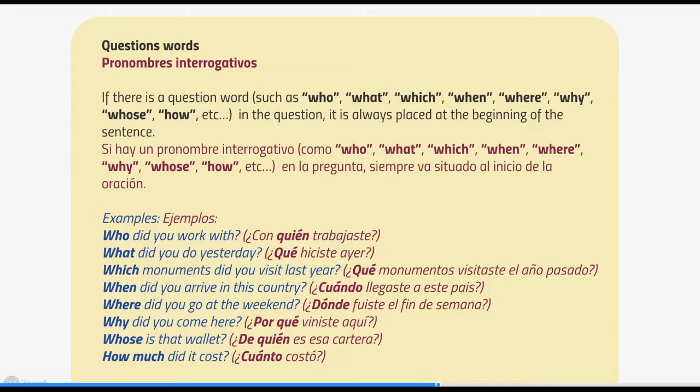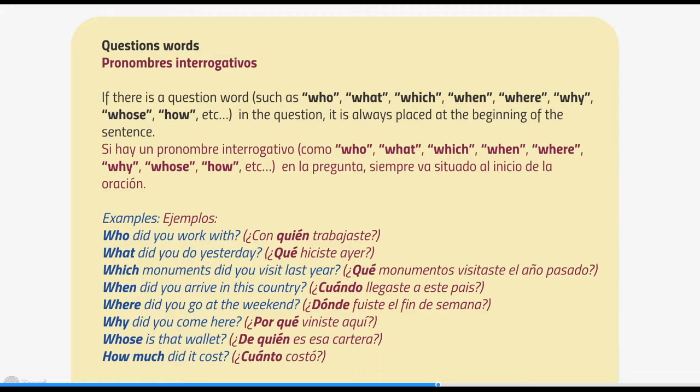Question words. If there is a question word such as who, what, which, when, where, why, whose, how, etc. in the question, it is always placed at the beginning of the sentence. Examples: Who did you work with? What did you do yesterday? Which monuments did you visit last year?